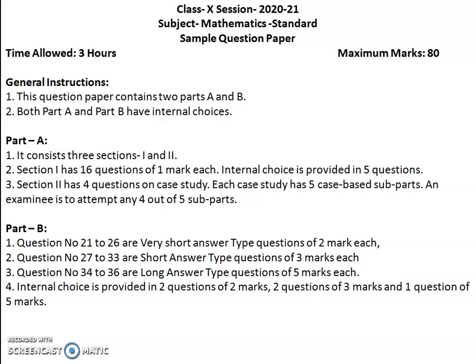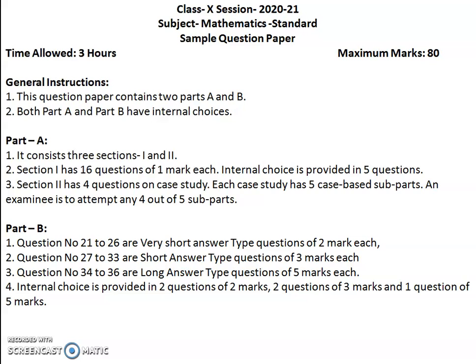Section 2 has 4 questions on case study. This is a new type of question that has come in this sample question paper. You have to go through many case study based questions. Each case study has 5 case based subparts. All these questions are multiple choice. Each case study based question has 5 sub questions, and you should attempt only 4 sub questions. Like that you have 4 case study based questions and each has 4 sub questions. So there also you have 16 marks to score.